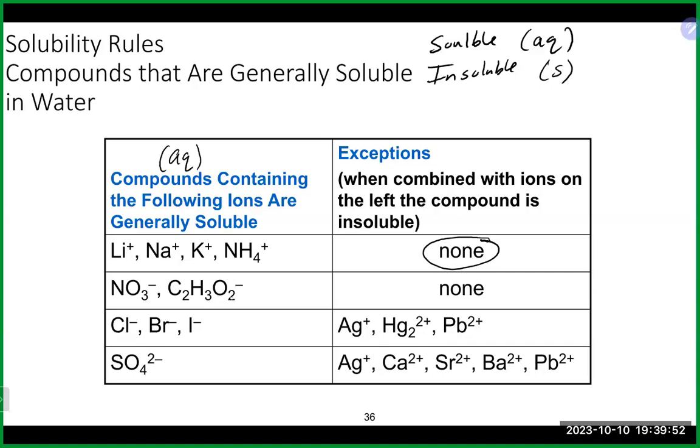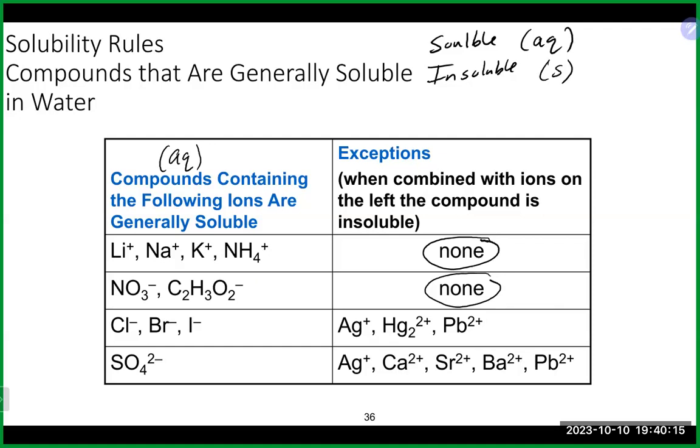Nitrate and acetate, which is those two guys, also going to be soluble in everything. There are no exceptions, once again, here on the right-hand side. That means, again, that if you see a formula that contains nitrate or acetate in it, it's a no-brainer. Just put aqueous next to it. It should be a solution, basically. You will not get a solid that's going to form.